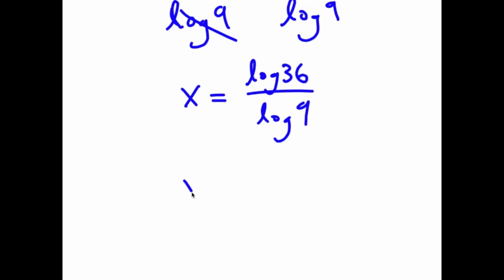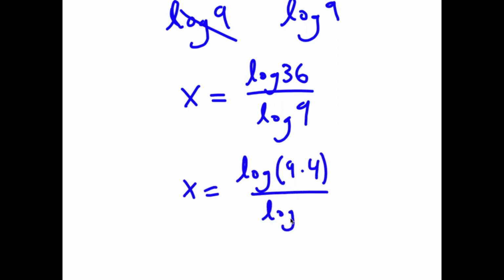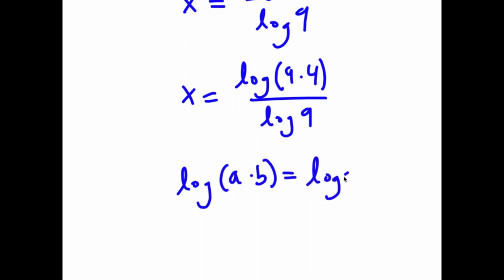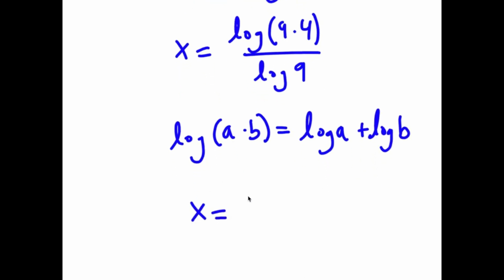So 36 I can rewrite as 9 times 4. So I have log of 9 times 4 over log 9. Now if I have something in the form log of a times b, this is equal to log a plus log b. So log of 9 times 4 is going to equal log of 9 plus log of 4.